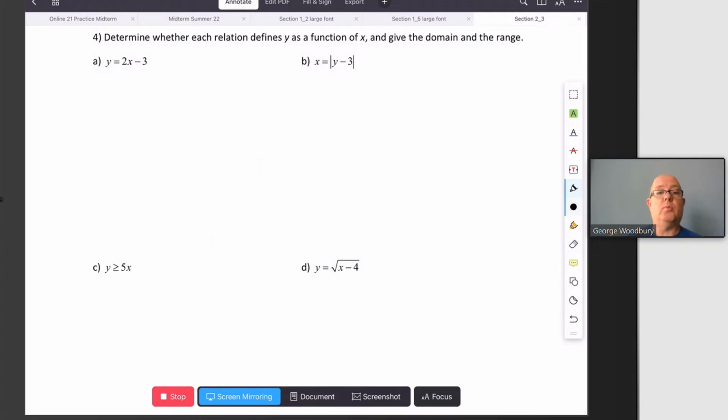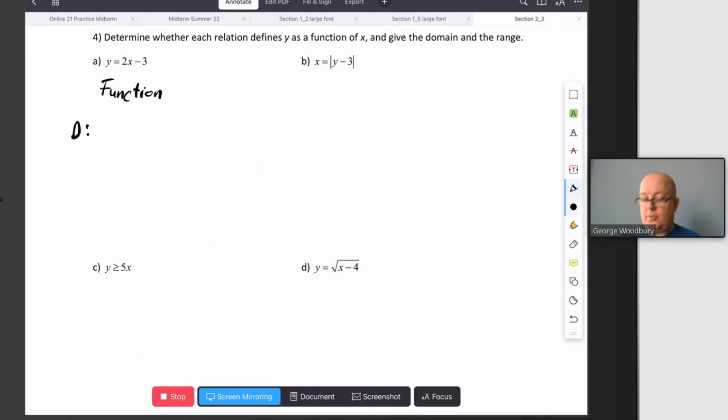So in the first one we've got y equals 2x minus 3. For any value that I pick for x, I would multiply that by 2, which gives me only one result, and then that one result I would then subtract 3 from. Again, that's only one result. So whatever number I start with for x, I'm going to get one answer each time. That means that this is a function.